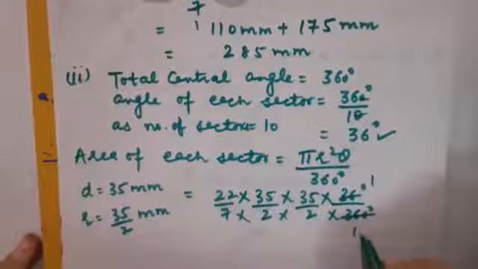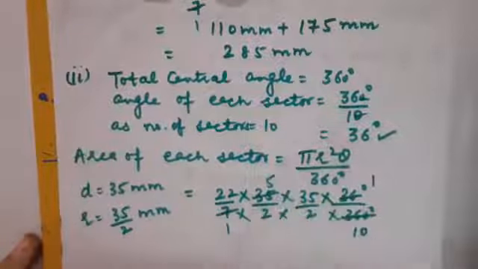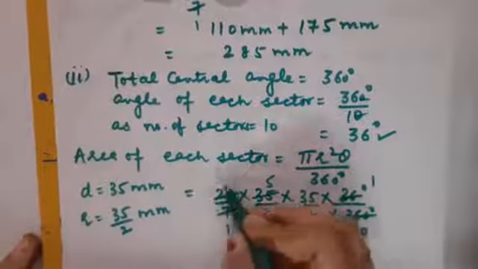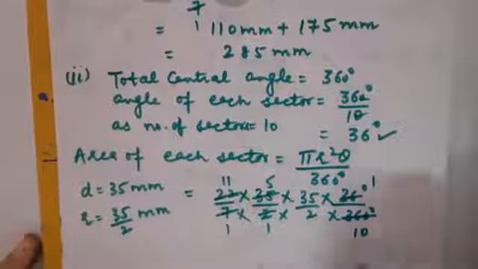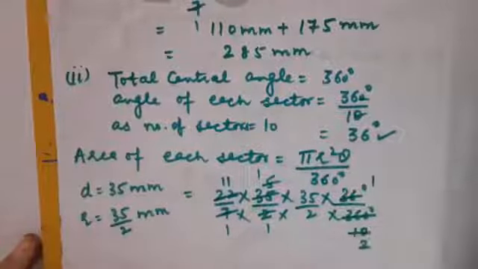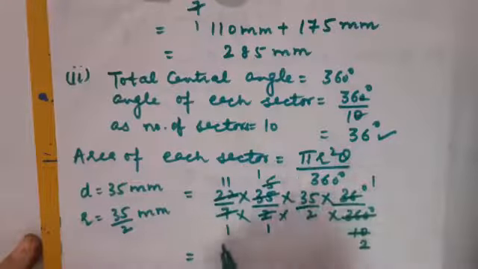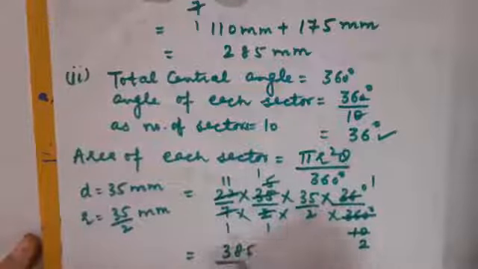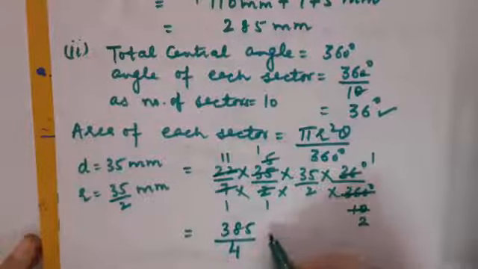36 ones are 36, 10s are 360. 7 ones are 7, 7 5s are 35. 2 ones are 2, 2 11s are 22. Anything else which is going to be cancelled? If I cancel it, 5 ones are 5, 5 2s are 10. Correct? Now what I have got: 35 into 11. The product will be 385 upon 2 2s are 4. So 385 by 4 mm square.